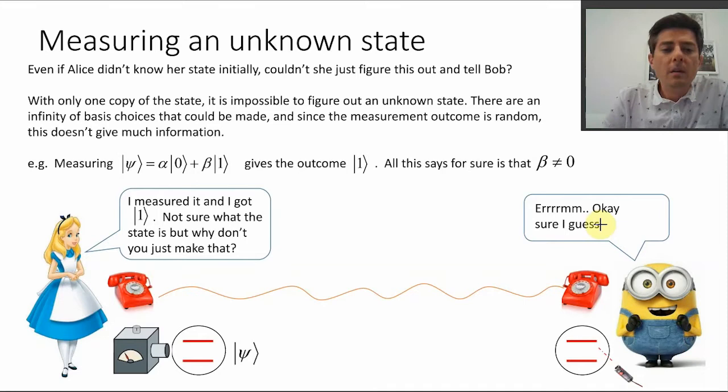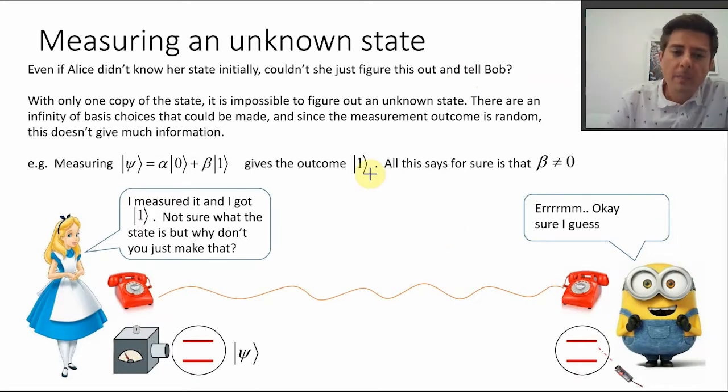Okay, then well, why couldn't she just measure the state and figure out what it is, and then tell Bob what it is, right? I mean, that's what we would do classically. Say I didn't know the state of my computer. What I do is I just read the state of my computer, find what that is, and tell Bob, hey Bob, I've got state 10010, right? And then Bob will go, sure, I can make a copy of that, no problem.